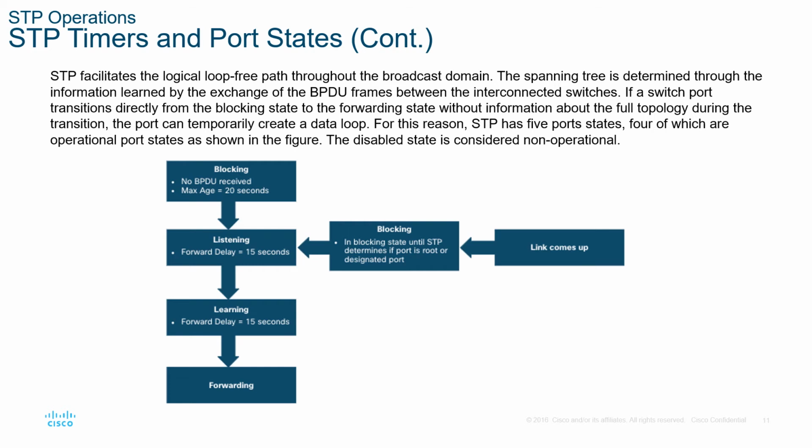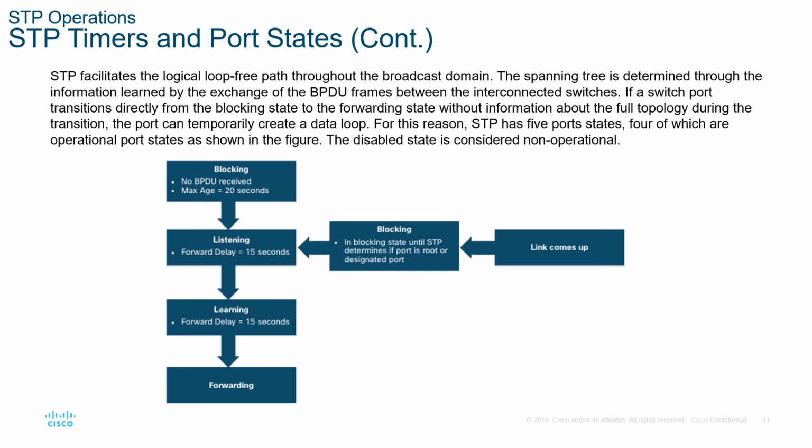STP facilitates the logical loop-free path throughout the broadcast domain. The spanning tree is determined through the information learned by the exchange of BPDU frames between the interconnected switches. If a switch port transitions directly from the blocking state to the forwarding state without information about the full topology, during the transition the port can temporarily create a data loop. For this reason, STP has 5 port states, 4 of which are operational port states, as shown in the figure.